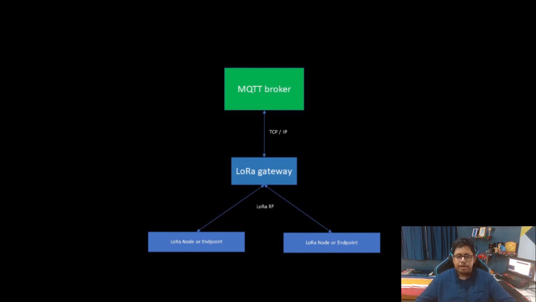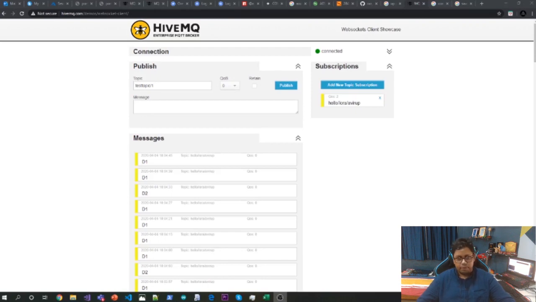Now my LoRa gateway decodes those signals and then it transmits them to an MQTT broker. Basically, it publishes the signals to an MQTT broker in a particular topic, and that's what you can see on the screen. You have D1 which is coming from device 1, and then you have D2 which is coming from device 2, and that's how the entire thing is operating.